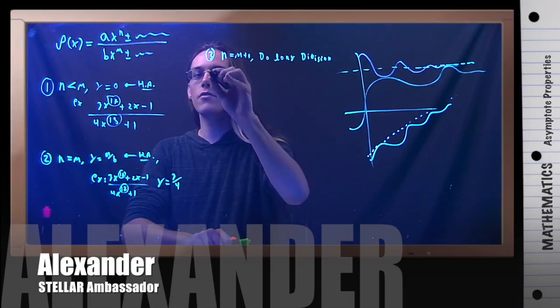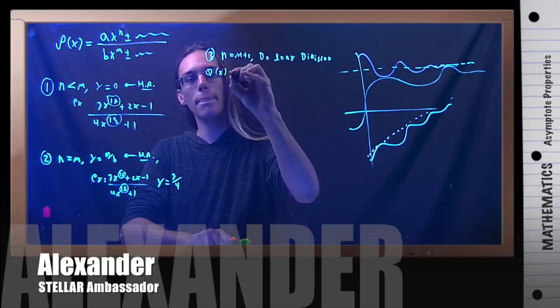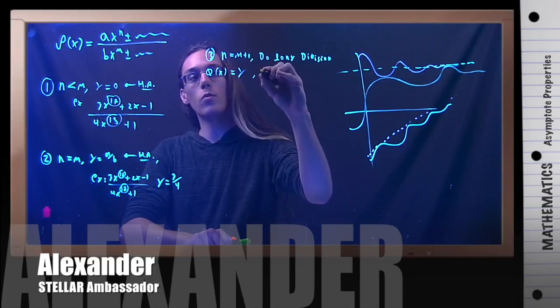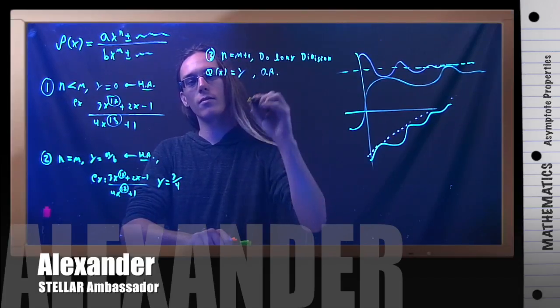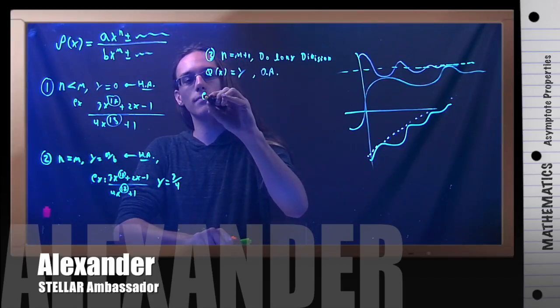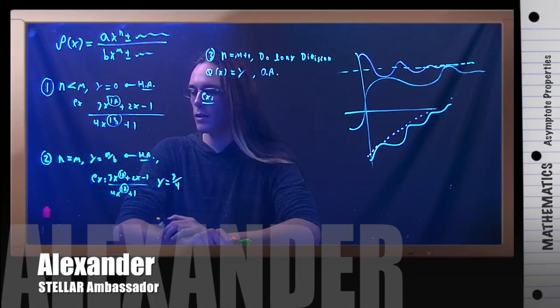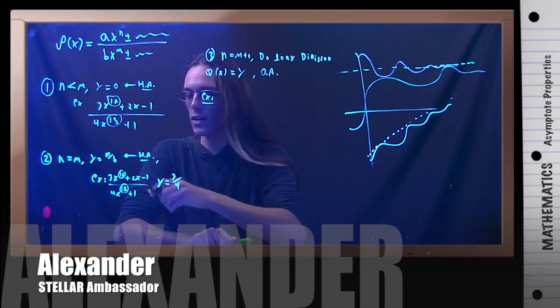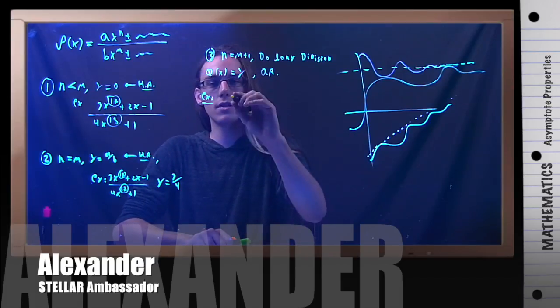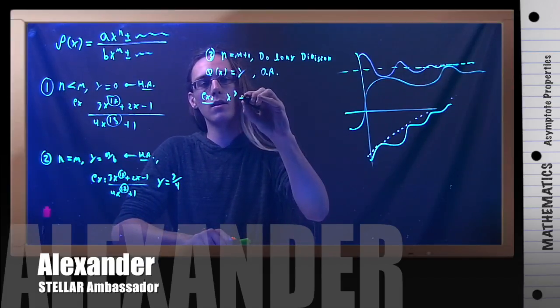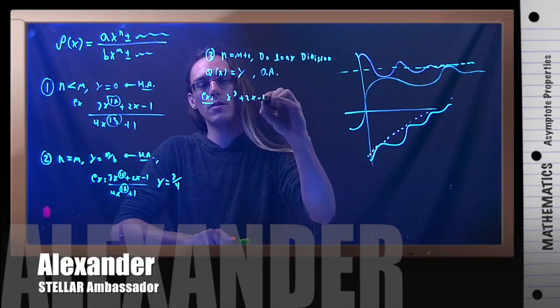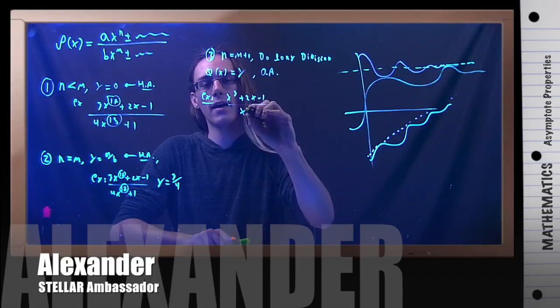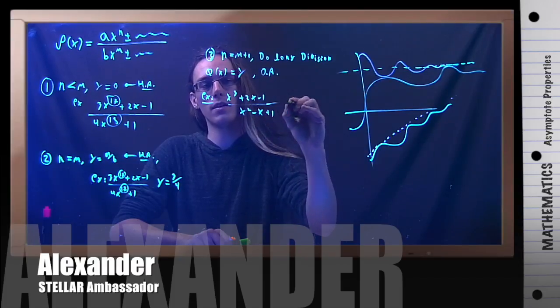Your quotient, whatever you get when you do that, is your oblique asymptote. So let's see an example for that. That looks like it'd be a pain to do long division. So instead, I'm just going to do x cubed plus 2x minus 1 over x squared minus x plus 1, something like this.